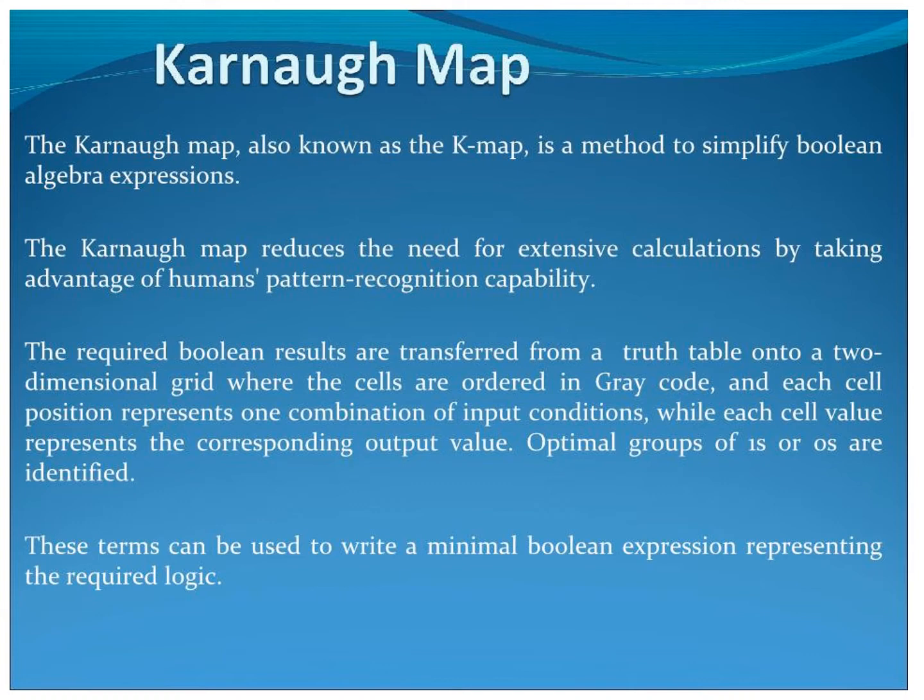The required Boolean results are transferred from the truth table onto a two-dimensional grid where the cells are ordered in gray code, and each cell position represents one combination of input conditions, while each cell value represents the corresponding output value. The optimal groups of ones or zeros are identified. These terms can be used to write the minimal Boolean expression representing the required logic.